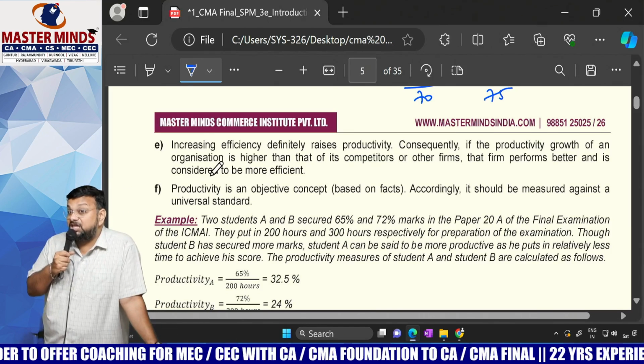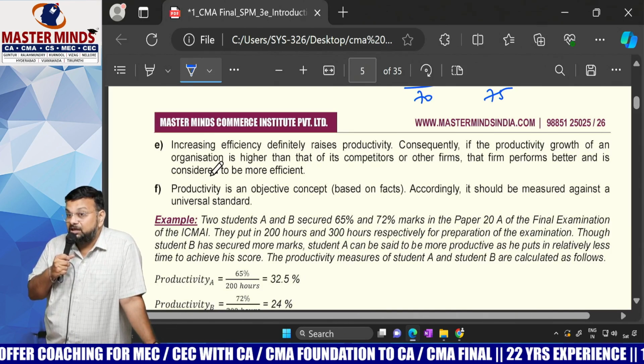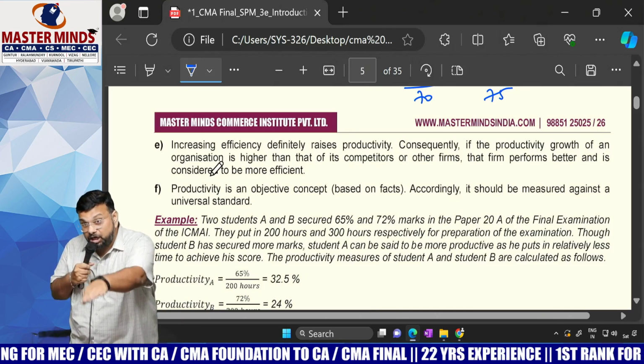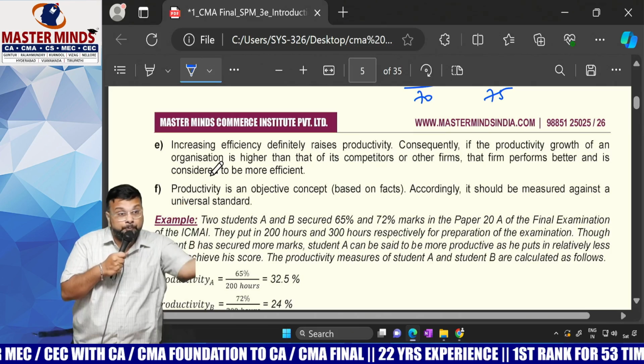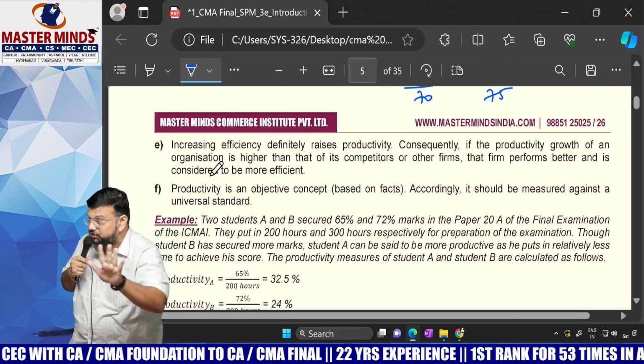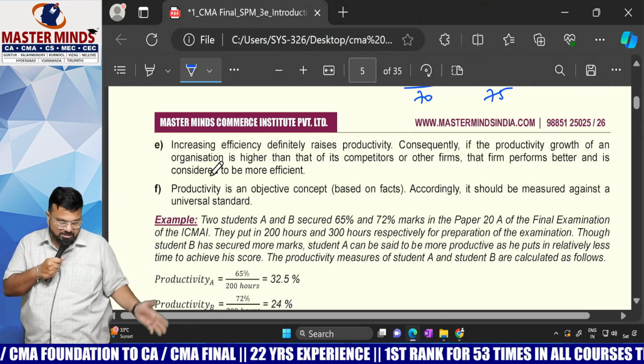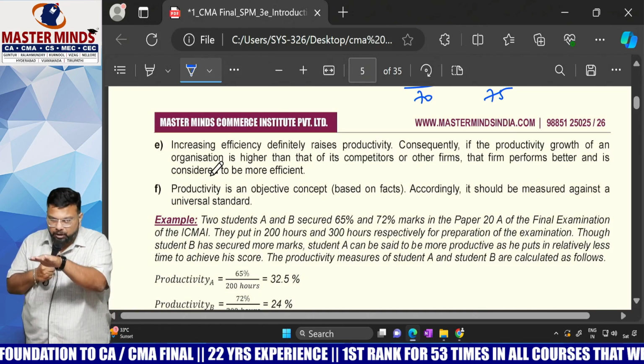You can increase output by increasing input. It does not mean that you are efficient. For the same quantity of input, if there is an increase in output, then only you are efficient. Am I clear? So here they are assuming ceteris paribus. They are taking the assumption of ceteris paribus. That means input remains constant.